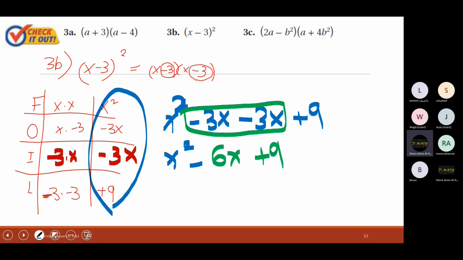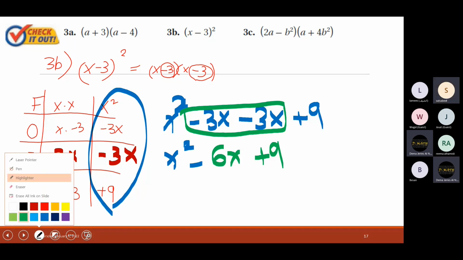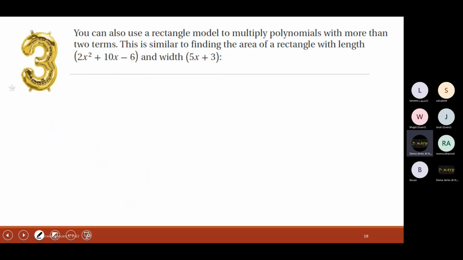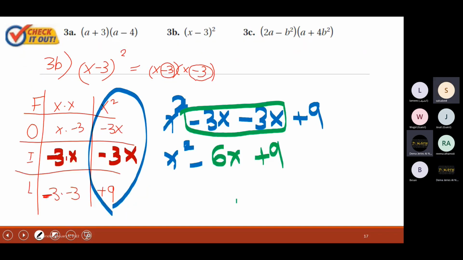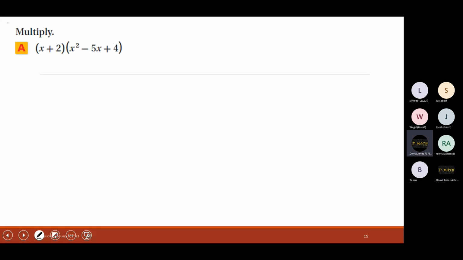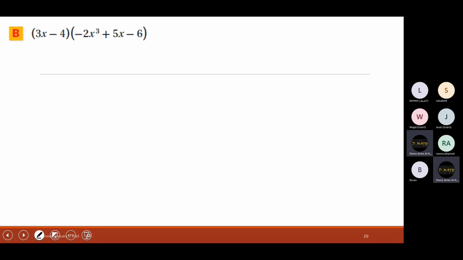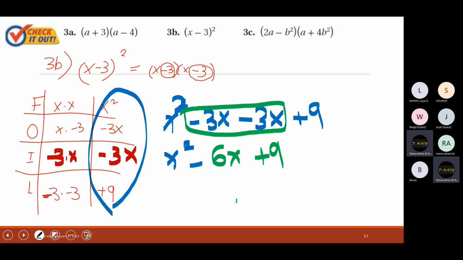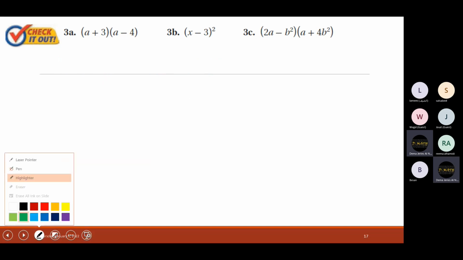Is it clear? Yes, it's easy. Okay. Do you have any question? Do you have any question? No, it's easy. Okay. Did we solve this example yesterday? I think no. Okay. Let's go now to 3C.